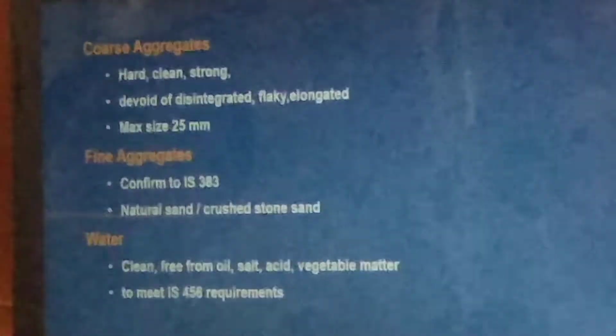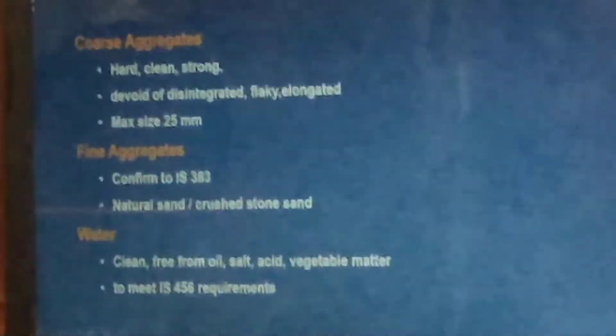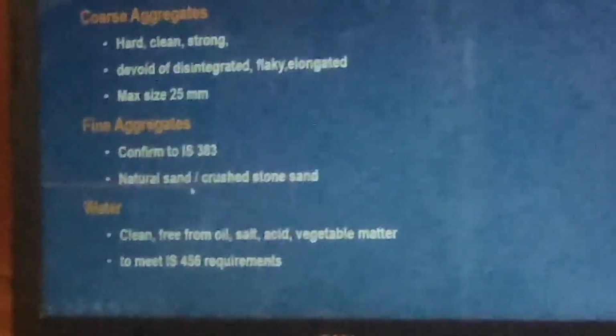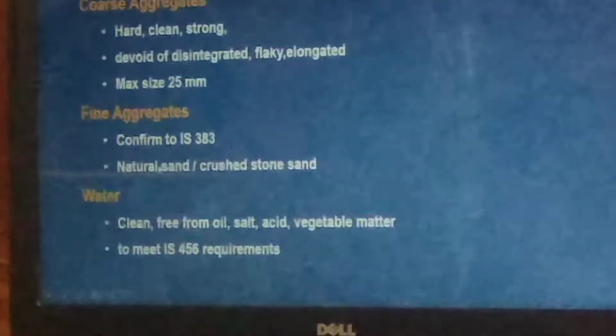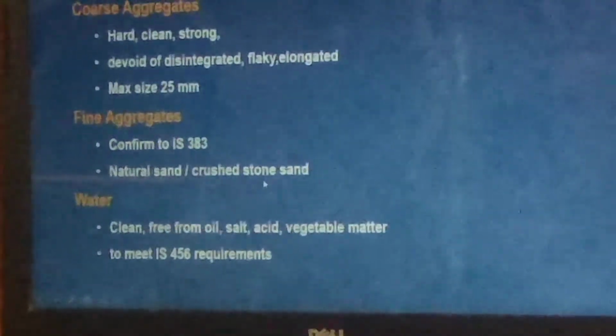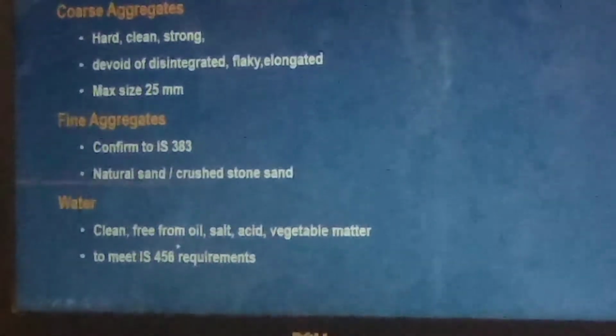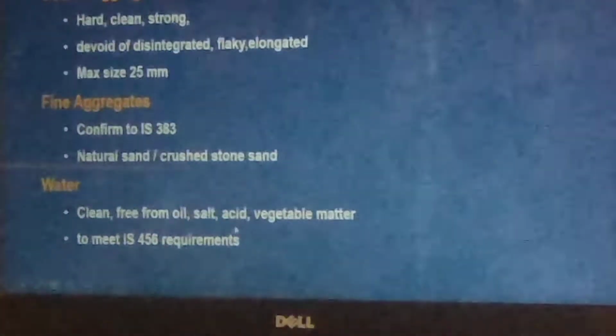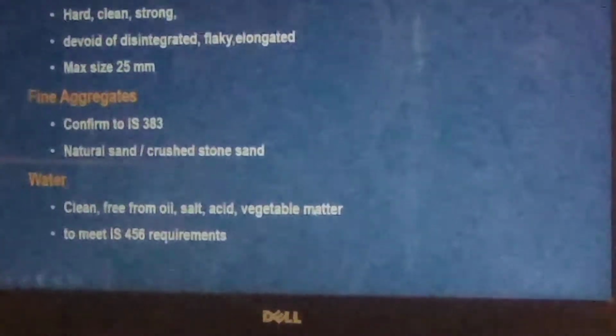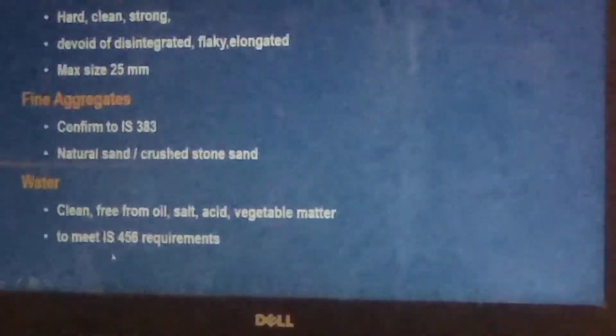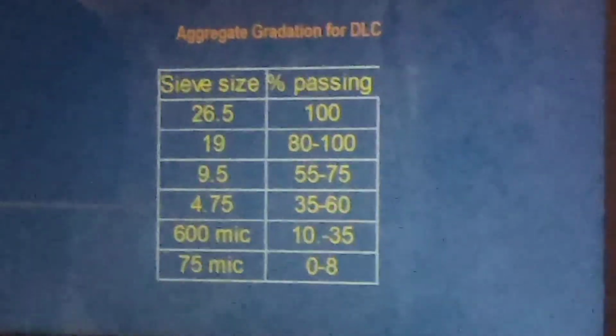When it comes to the fine aggregates, it should conform to the IS 383 requirements. The fine aggregates can be natural sand or crushed stone sand. Of course, water to be clean, free from oil, salt, acid, vegetable matter, and water should meet IS 456 requirements.